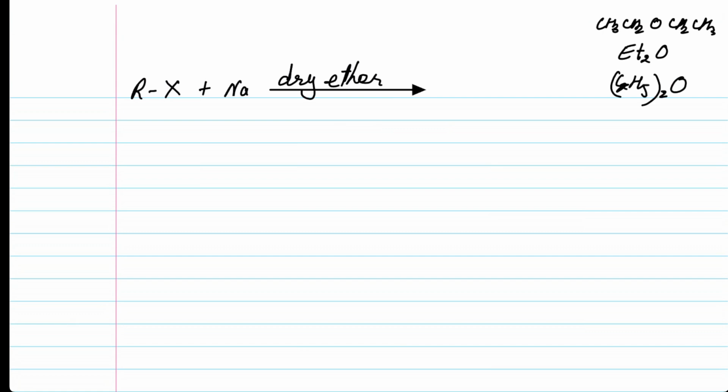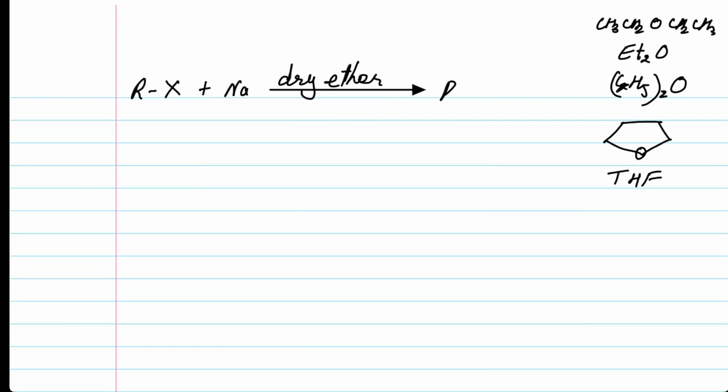Another ether which is used when we have aromatic groups is this compound, which we call tetrahydrofuran, THF. This also is used as an ether, or a dry ether, in this case. Now, whether the reaction takes place in the presence of an H plus donor or in the presence of dry ether, the reaction initiates in the same manner.